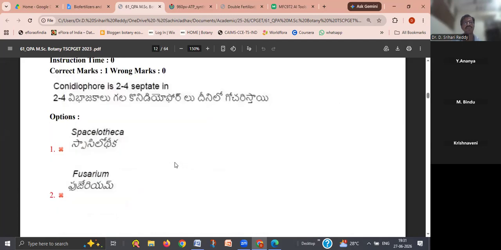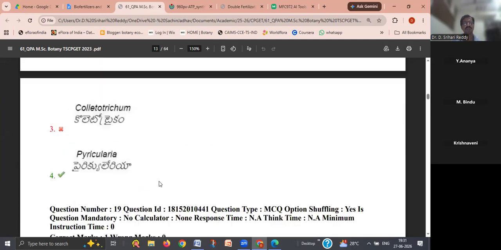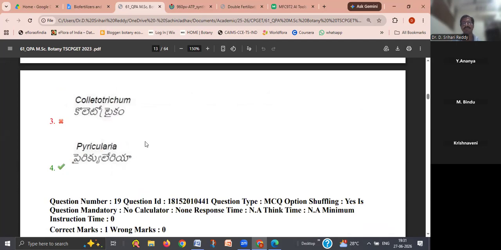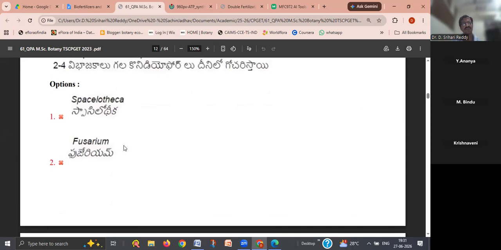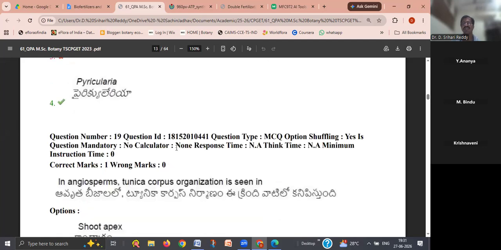Next, conidiophore is 2 to 4 septate. The answers given are Erysiphe, Fusarium, Colletotrichum, and Pyricularia. Actually, Pyricularia is related to our syllabus, so we can give the answer Pyricularia, but Fusarium is also a right answer here. They gave both the answers. Fusarium is not part of our syllabus, but Fusarium conidiophore also contains 2 to 4 septa. But the nearest answer is Pyricularia here, since it is part of our syllabus.